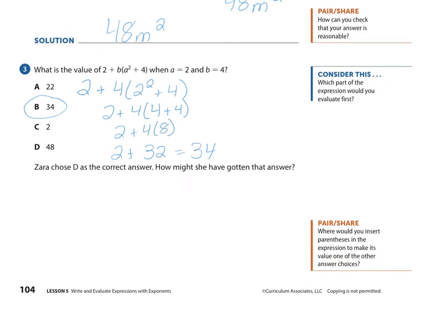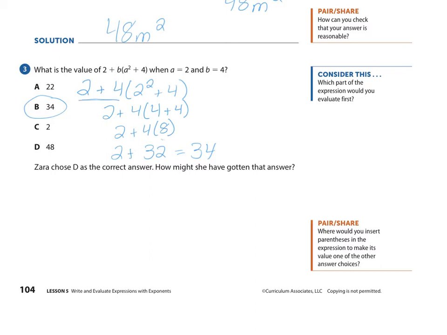Zara chose D as the correct answer. How might she have gotten that answer? So we're looking at how do you get 48? Well, we know that 24 times 2 is 48. So we could look here, maybe the 2 plus the 4.